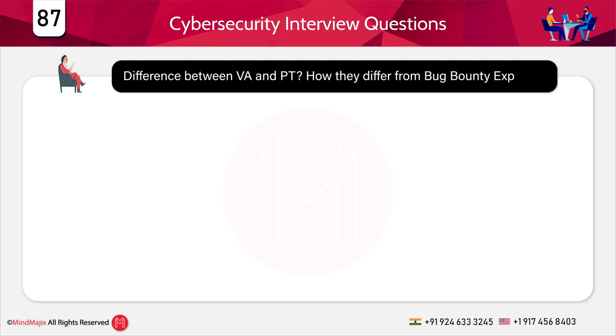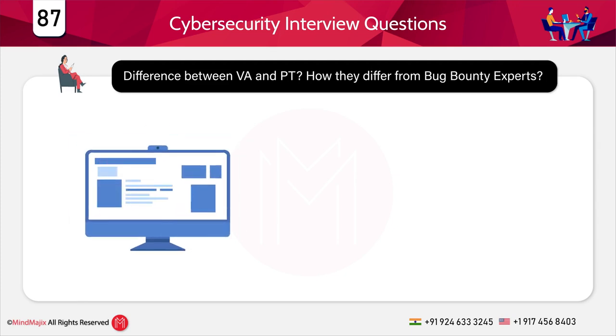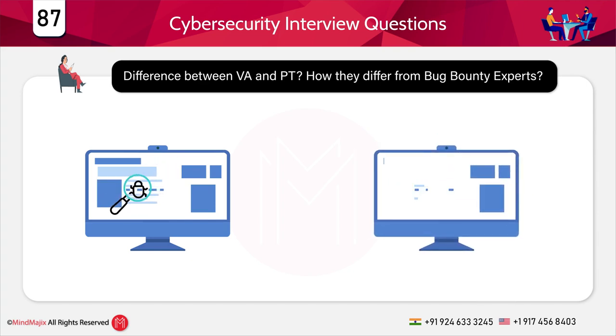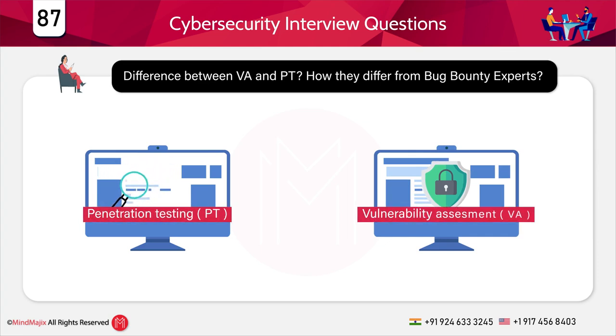How do they differ from bug bounty experts? In vulnerability assessment, we try to find all the associated vulnerabilities. But in PT, or penetration testing, we try to penetrate into a network or a system and attain access over it. Further, bug bounty experts are people who do not have network access. They are responsible for doing VA over the web apps that are available. Payments are quite high in bug bounty, whereas VAPT is based on a particular project or on-roll basis.